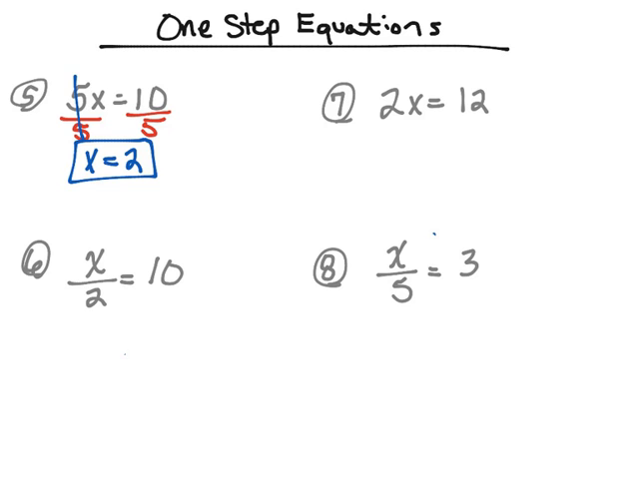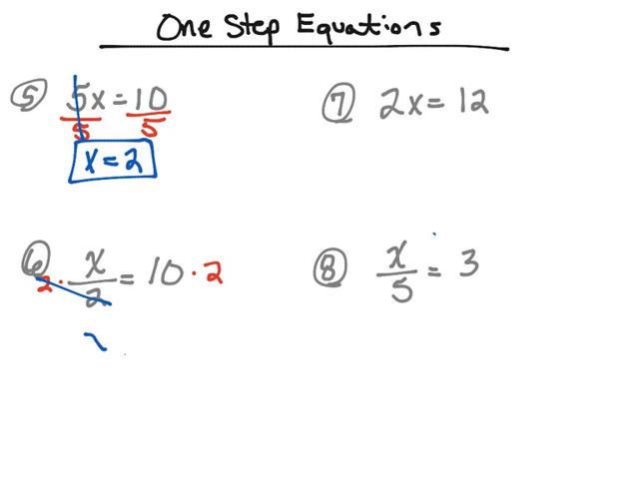In other words, some number divided by 2 is equal to 10. Question is, what is that number? Well, again, if it's not obvious to you, what we can do is the opposite. In this case, the opposite of dividing by 2 would be to multiply by 2. So we're going to multiply both sides by 2.